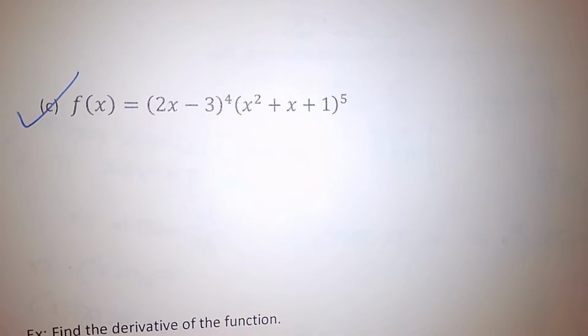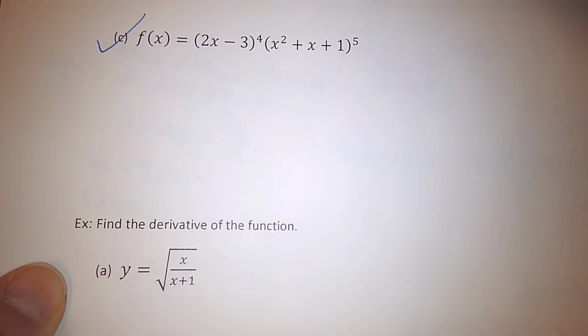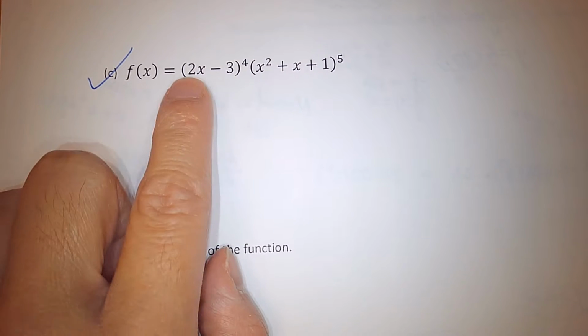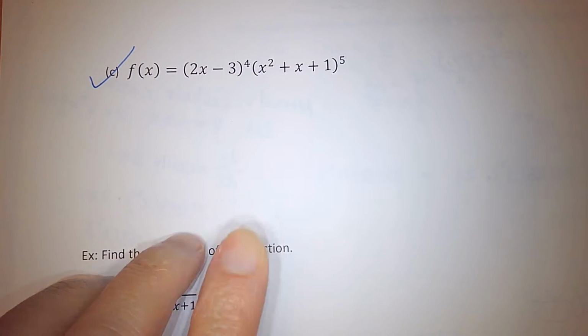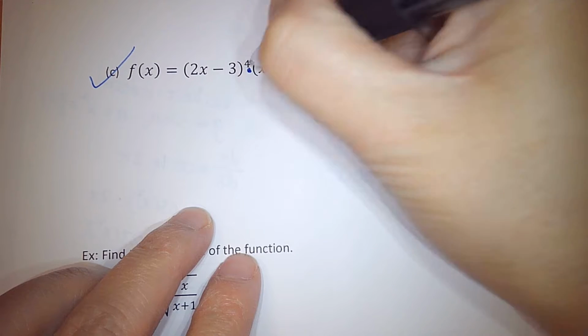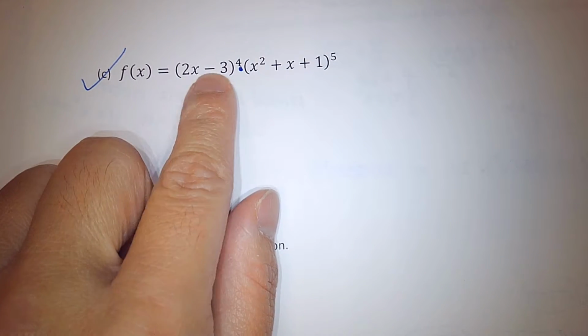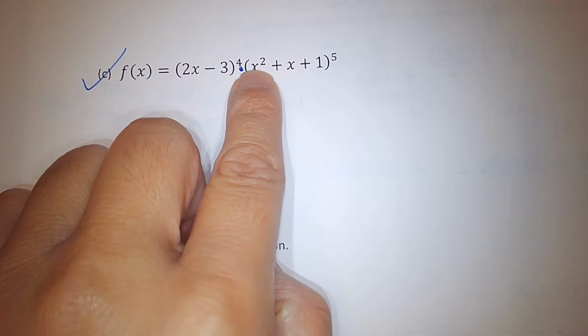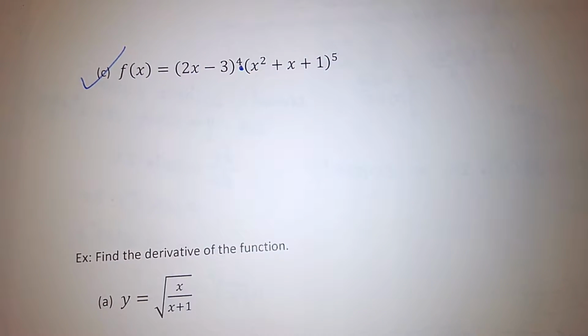We are going to do question C together. Differentiate f. F is defined by a product, a product of something to the fourth power and something to the fifth power. So how do you do this differentiation? This is not just power rule and chain rule anymore, okay? We also have to involve what? Product rule, right?